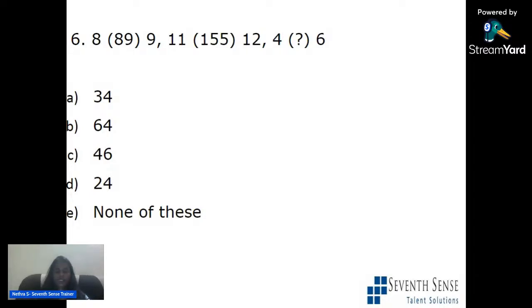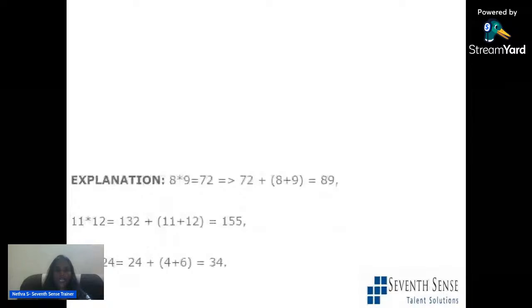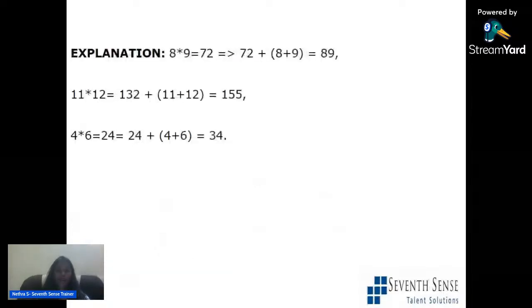Okay, we'll see the correct answer. So the correct answer is option A, that is 34. How is it possible? We'll see the explanation. So here 8 into 9 is equal to 72. That was there, right? So 8 into 9 is equal to 72. For that 72, we have to add 8 plus 9. That is 89, which will be the answer. In a similar way, 11 into 12, the product will come as 132. If we add 11 plus 12 for the product, the answer will come as 155. In a similar way, 4 into 6 is equal to 24, and for the 24, we have to add 4 plus 6. That will be 34. That is the correct answer. It is option A.